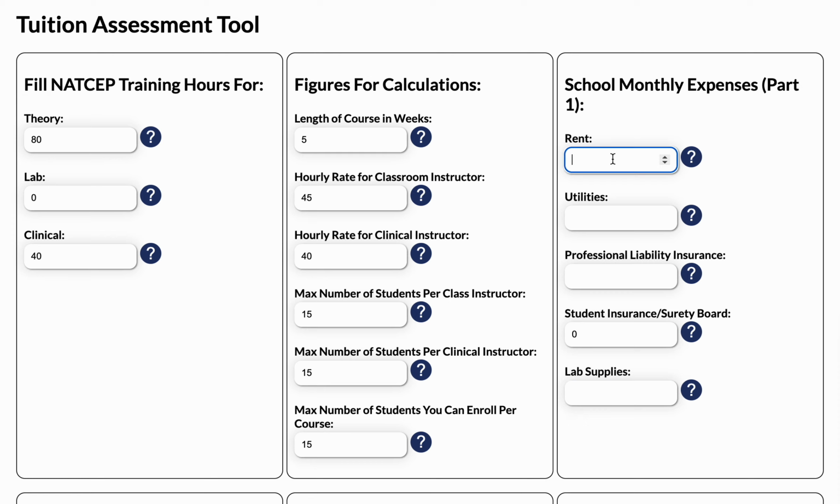So how much do you anticipate or how much have you budgeted to pay for rent? I anticipate like $2,000. Okay, that's reasonable.